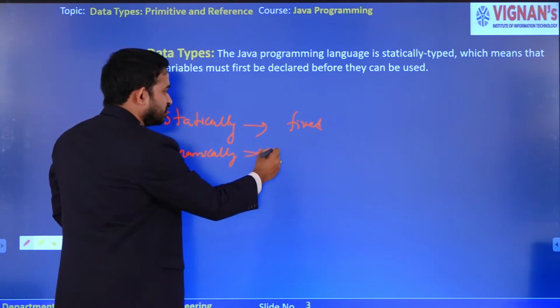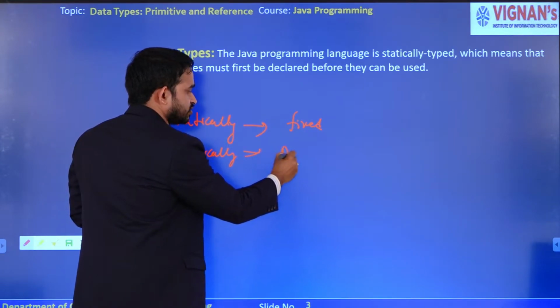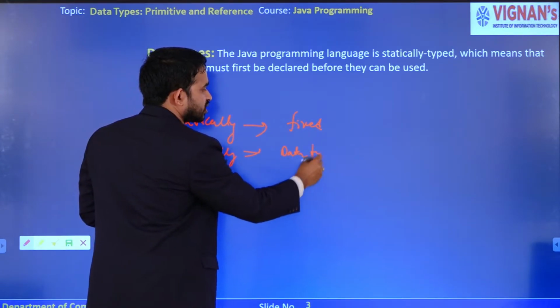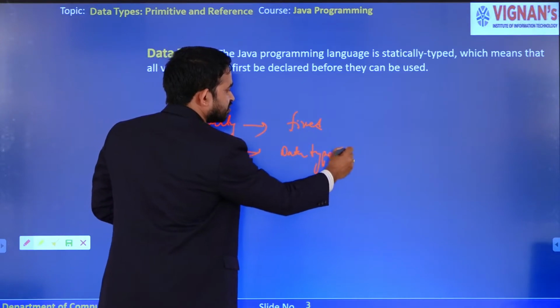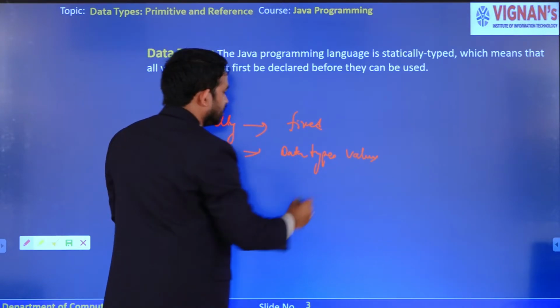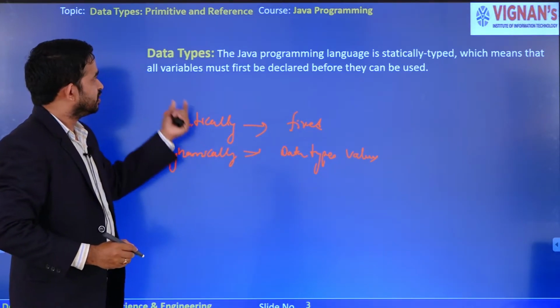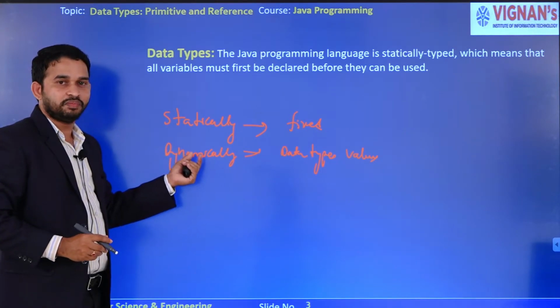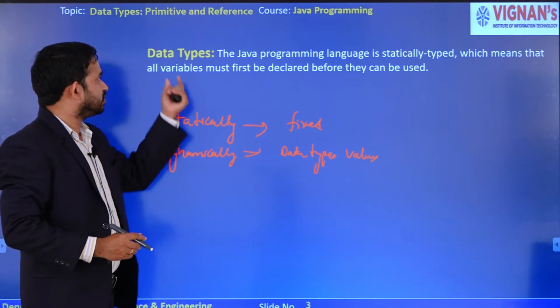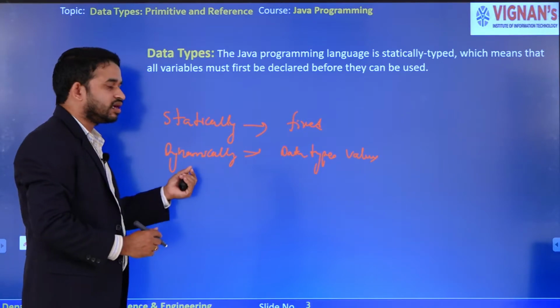In this, we can change the data type values during the execution. That type of variables and data types we call dynamically typed. Dynamically typed languages and dynamically typed data types. Examples are Python and Ruby.